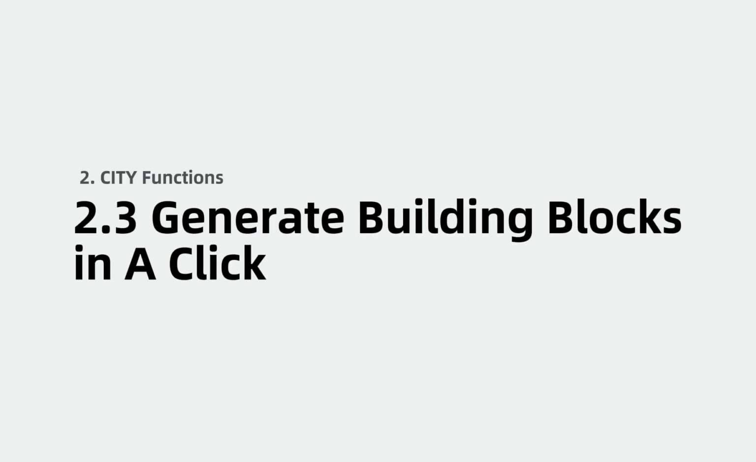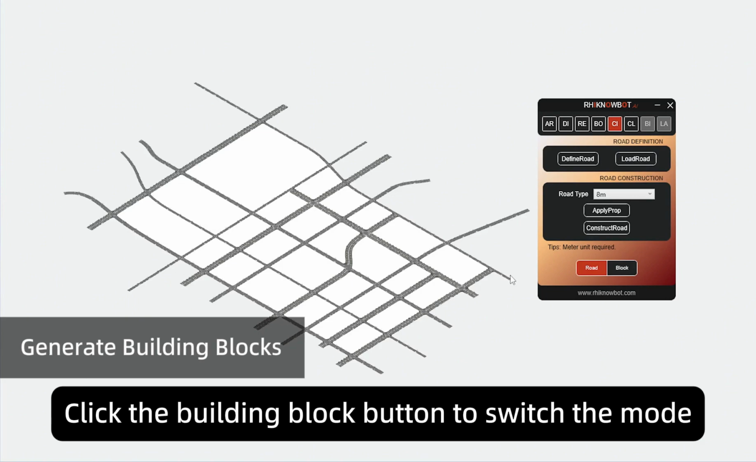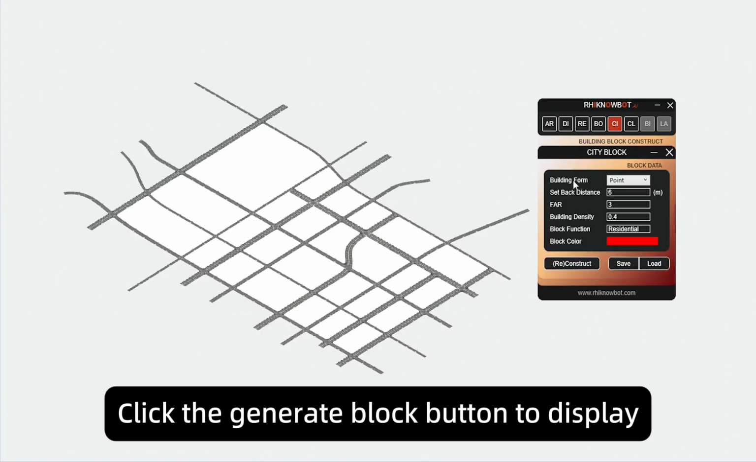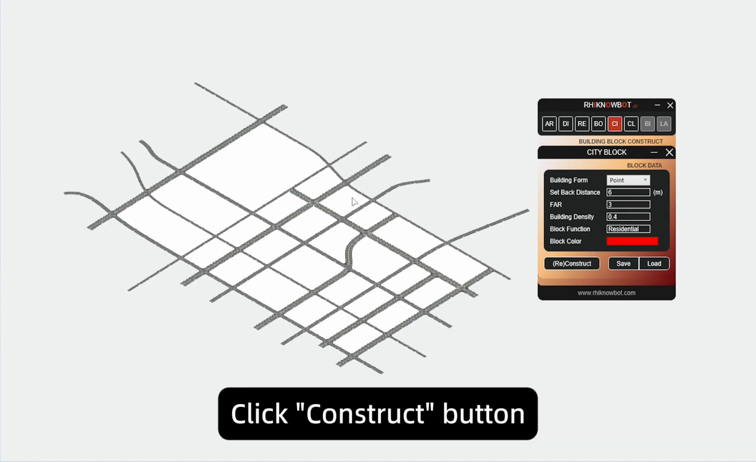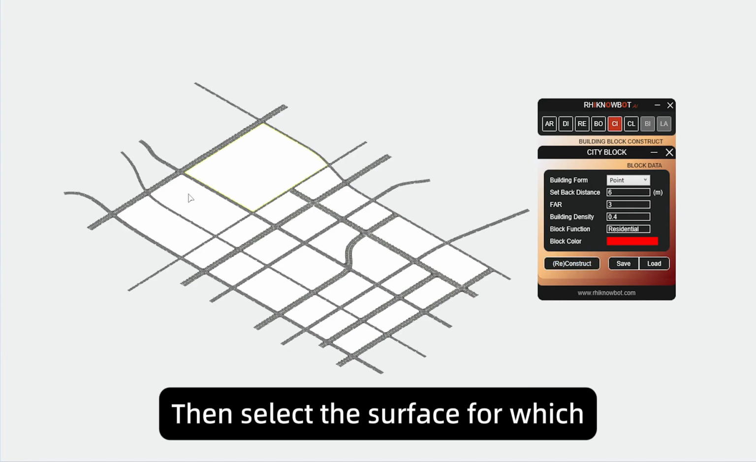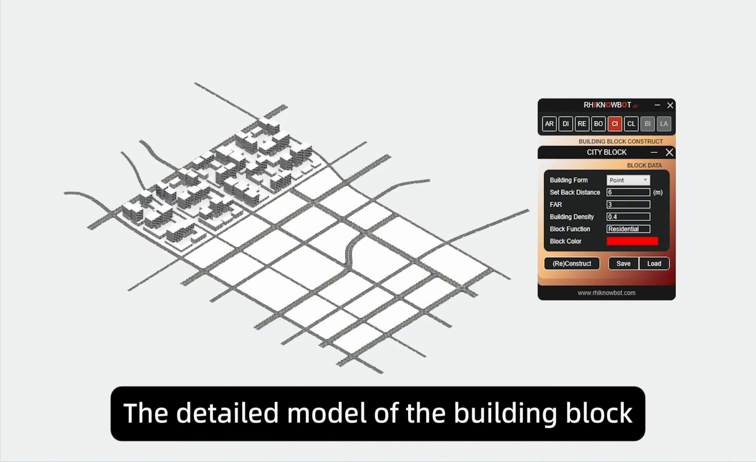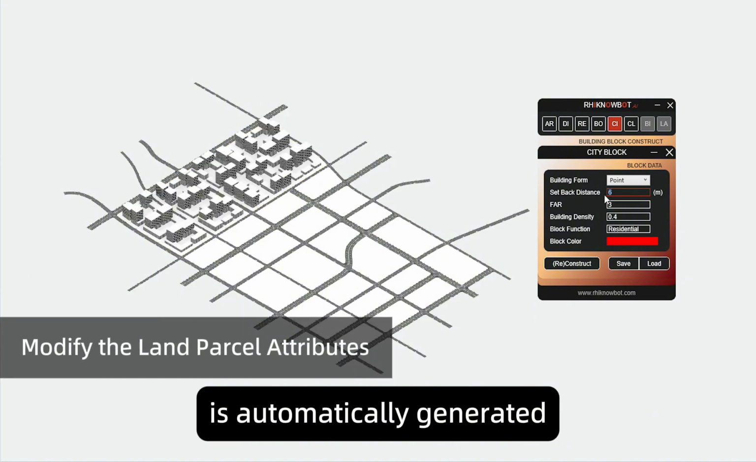Generate building blocks in a click. Click the Building Block button to switch the mode. Click the Generate Block button to display the block pop-up window. Click Construct button, then select the surface for which the block is to be generated. The detailed model of the building block is automatically generated.